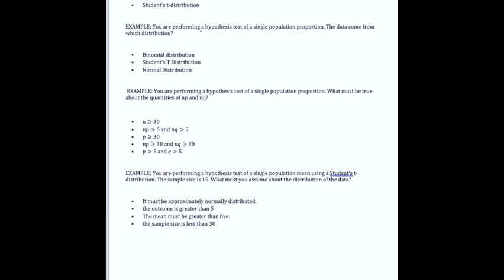The next example, you are performing a hypothesis test for a single population proportion. Now we're looking at p's. The data comes from which distribution? When we're looking at population proportions, the distribution is binomial. Now, under the conditions that are written up in my chart, when we run the test, we can run the test using the one prop z-test, meaning we can use a normal distribution if the n times p and the n times q is greater than 5. So when we go to run the test, we would actually be using a normal distribution, but the distribution is coming from a binomial distribution.